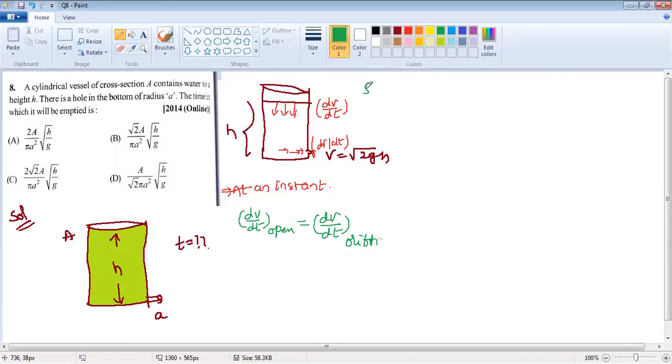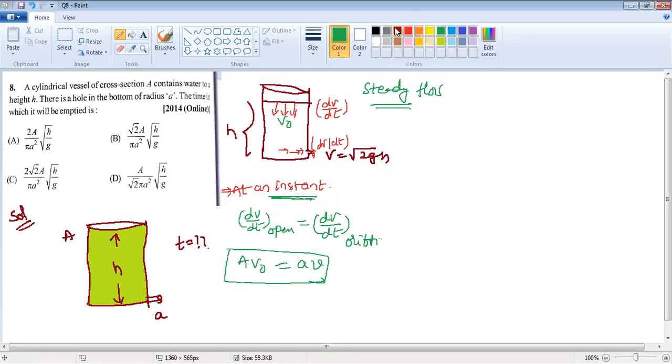So this is the concept of steady flow, by using the equation of continuity. So dV by dt at the open top, let us assume this is v naught here. Then this is A v naught equals a v. And one more important point: this is the instantaneous result. So I go to another important concept here. This is another approach. This is the same. I continue the continuation here.